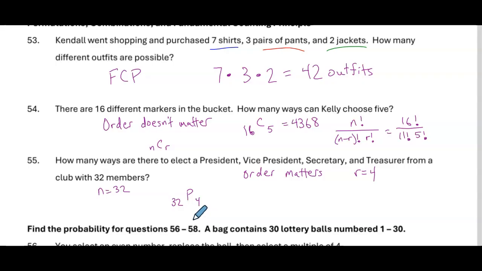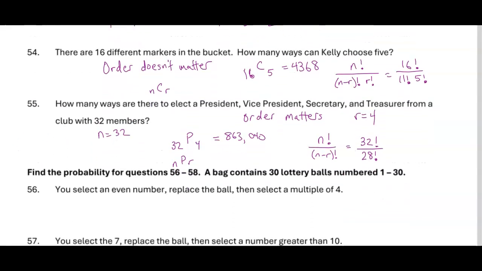So I'm choosing 4 members from a set of 32. And that works out on your calculator to be 863,040. That's if you have the nPr feature. If you don't, the formula is n factorial over n minus r factorial. So we take the 32 and we're dividing it by the ones we're not using, so 32 minus 4 is 28. So you set up a fraction bar and you put those factorials in. Get the same answer. So it's just a matter of what your calculator can handle on that.